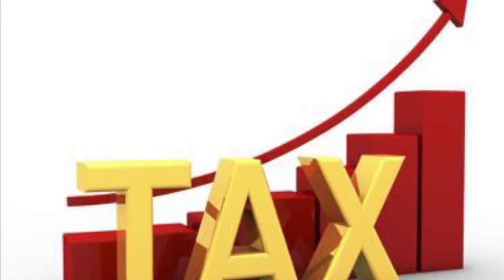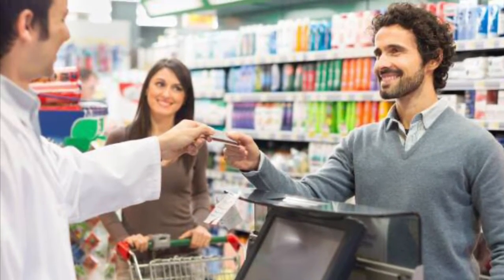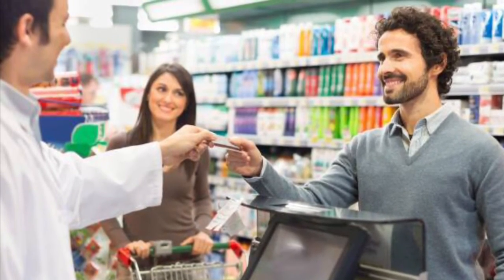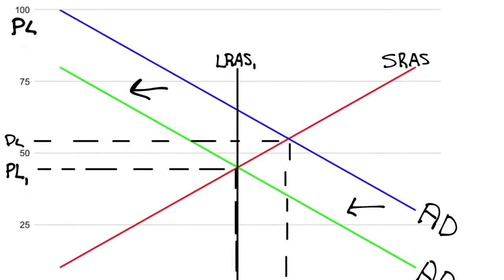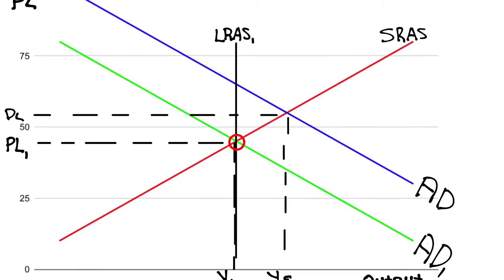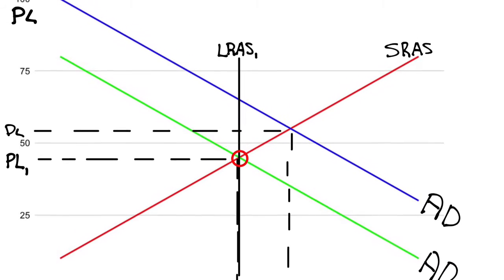Taxes take away money that the consumers could be spending. Therefore, consumer spending will decrease. Since consumer spending is a determinant of aggregate demand, aggregate demand will decrease back to the point where AS and LRAS intersect. This means the economy is back at equilibrium and is back at full employment.